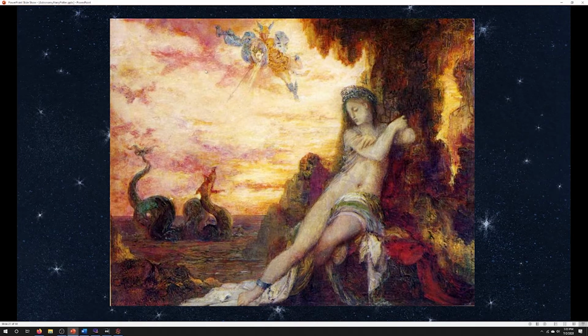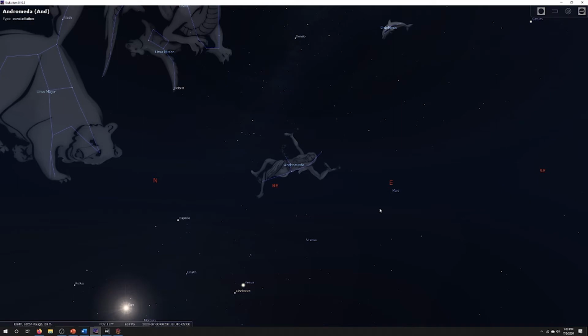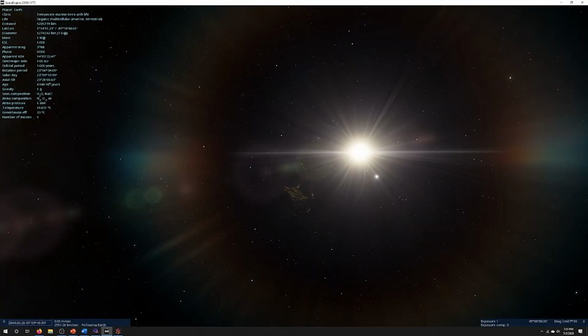This is significant because in the Harry Potter series, Andromeda Black Tonks was disowned from her family because she married the Muggle-born Ted Tonks. So both the Andromedas had been disowned from their families. Now, not only is Andromeda a constellation, it is also the name of the closest major galaxy to us, the Andromeda Galaxy. Let's go visit the Andromeda Galaxy to see what that looks like.